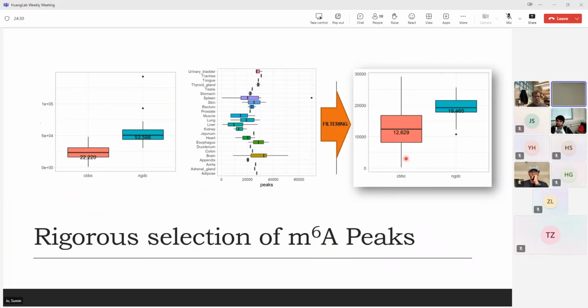As you can see here, the two datasets have quite different numbers of predicted peaks across the samples. And all the tissues also have high variability across the tissue types.